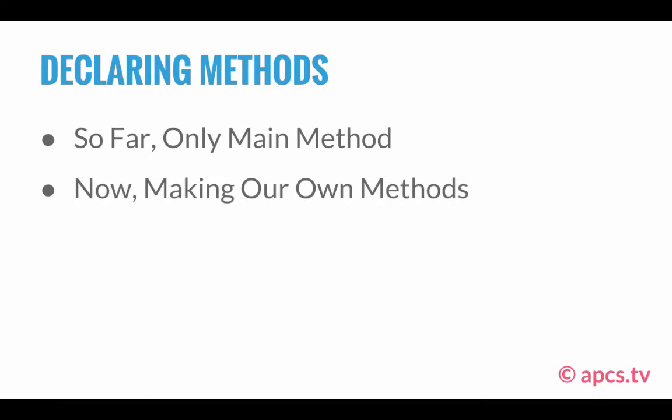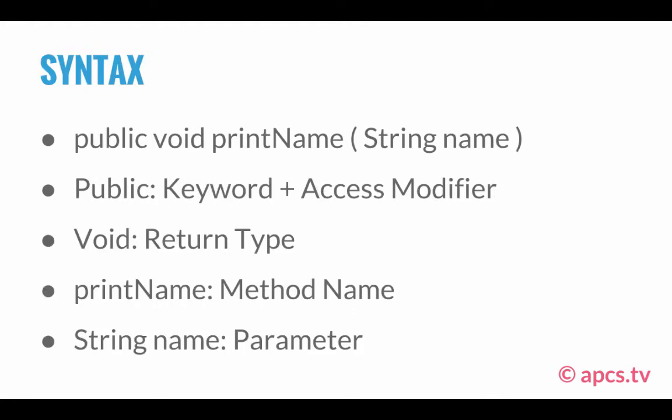So up to this point, the only method that we've declared has been the main method, and we've simply memorized the declaration because it's standard. And now in this section and in this lecture, we're going to start making our own methods, and this will increase the complexity of our program because we can add in more of what we want the computer to do. So let's take a look at the syntax of a method declaration.